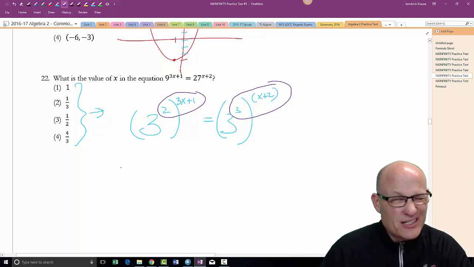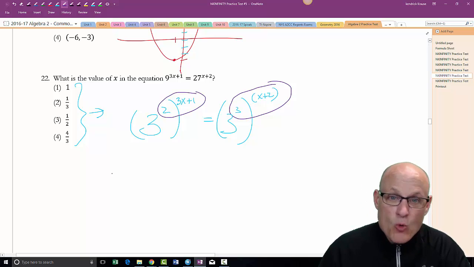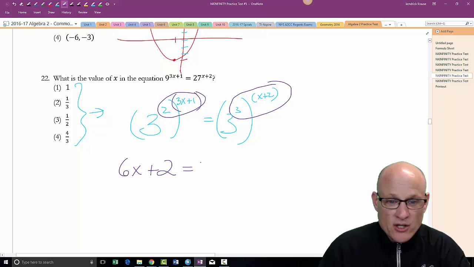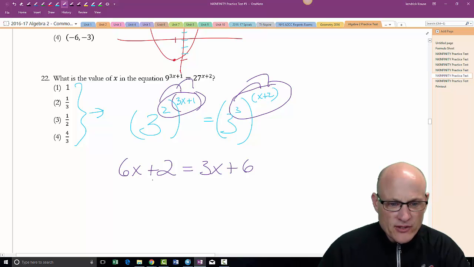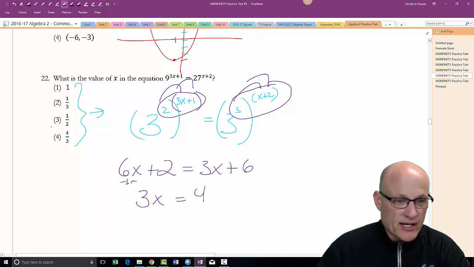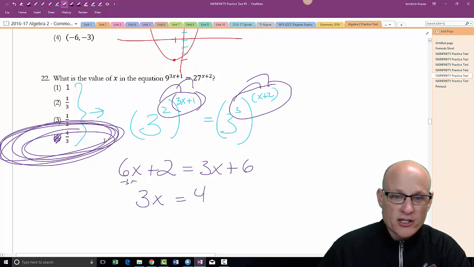So remember, let's see, what do I got to do? When I have an exponent raised to an exponent, oh yeah, we multiply the exponents. Don't forget to distribute. 6x plus 2 equals 3x plus 6. Distribute, distribute. All right, bring this 3x over. I'm going to subtract 3x. Subtract 2, I get 4. Divide by 3, I get 4/3. Ka-ching, there she is, the winner, winner, chicken dinner.